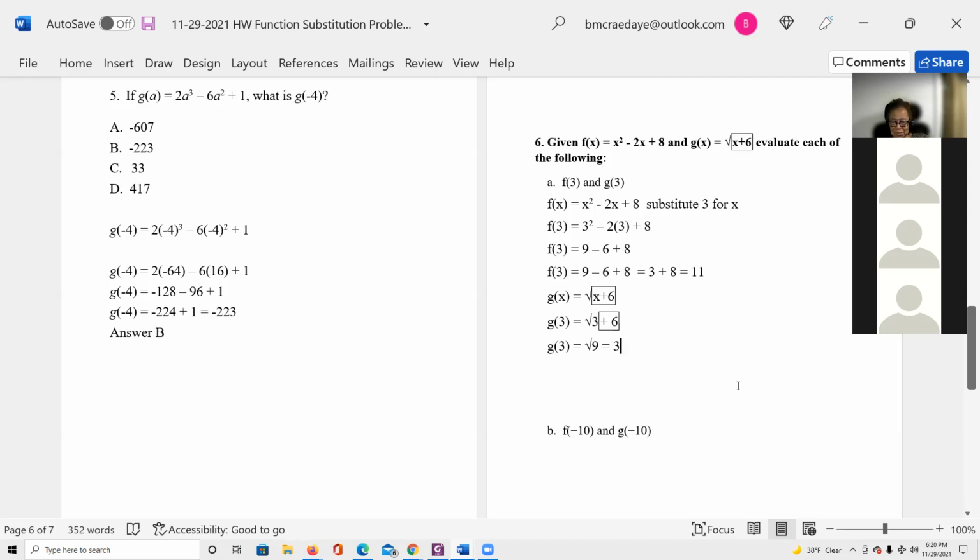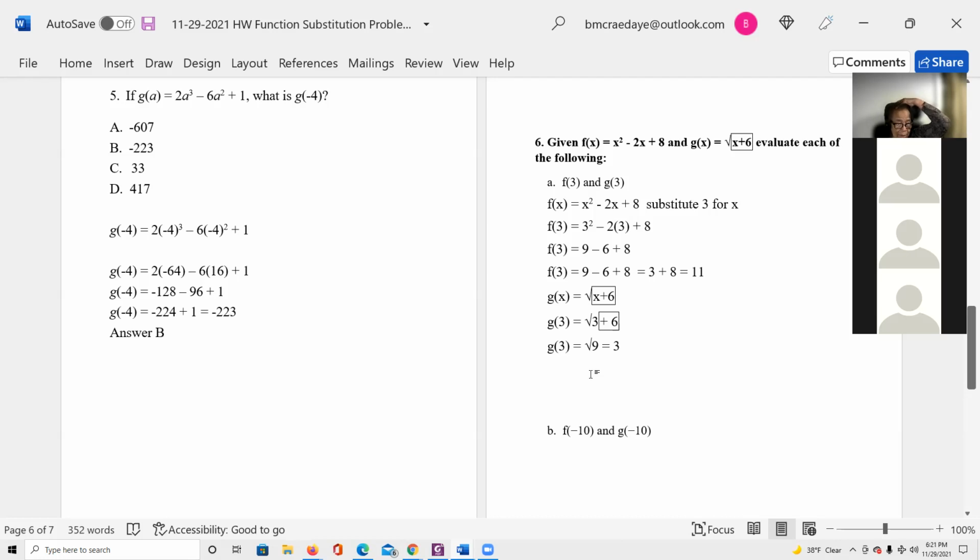Questions? Latoya? No, I understand that part. See, the whole thing is underneath the radical. So g is the square root of x plus 6. So when it's a 3, 3 plus 6 is 9. Square root of 9 is 3. And that's your answer. But not all the time it's a perfect square. No, it's not always a perfect square.